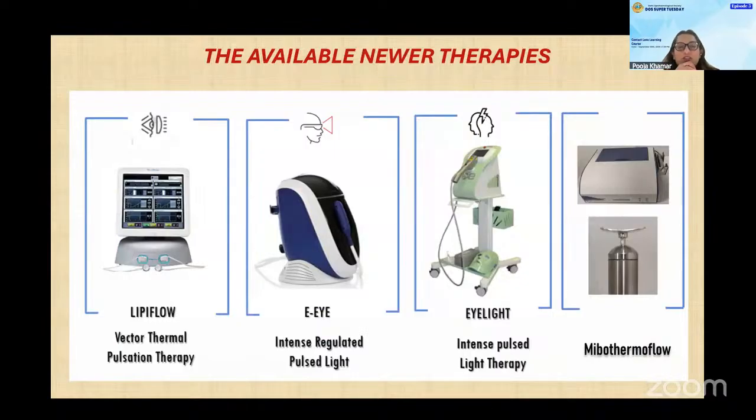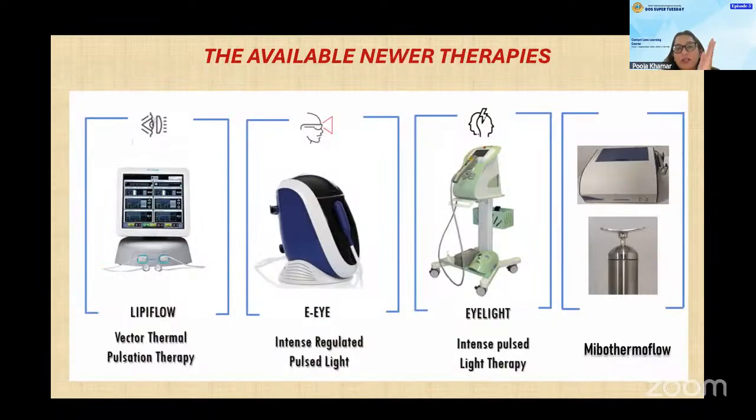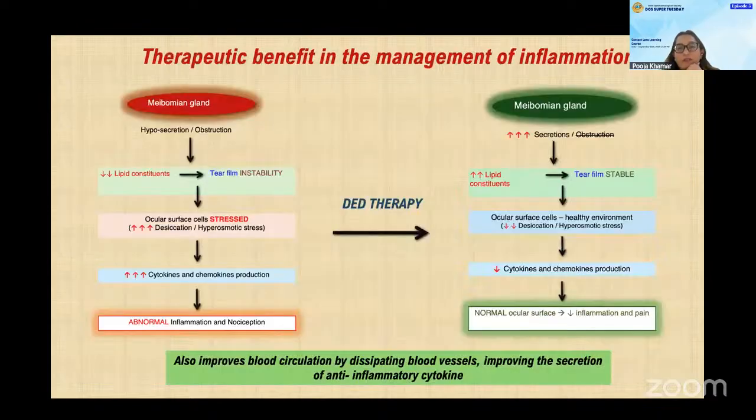Now, as mentioned before, if it's a moderate to severe dry eye, then the earlier the better, you have to look at one of the procedural therapies. It's not that you have to look at it, but if you have access to it, then in India now we have 4 procedural therapies like LipiFlow, IPL, iLight, and Mebothermoflow, which can treat the disease at the right time, giving the patient a better quality of life. And especially if you're taking up the patient for a cataract or refractive surgery, and they're not ready to wait, then this procedure works quite well.